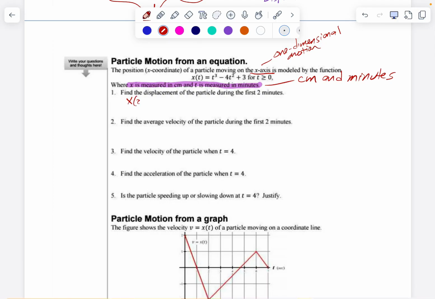That would be x of 2 minus x of 0. What is x of 2? Well, that's going to be 8, so 2 cubed minus 4 times 4 plus 3. So 8 minus 16, negative 8 plus 3, that's negative 5. X of 0, that one's easy. It's just 3. Everybody see where I got those? Just plugging them back into the function.